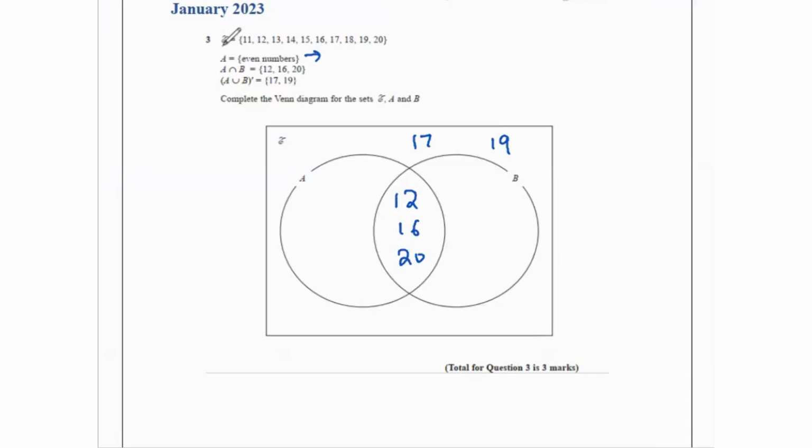Now, even numbers from the universal set are 12, 14, 16, 18, and 20. So if 16, 12, and 20 are already in the middle, that means in A, we have 14 and 18. Remaining numbers which are not outside or in set A are going to be in set B. So that's going to be 11, 13, 15, and that's about it. So this is your complete Venn diagram based on the given information.